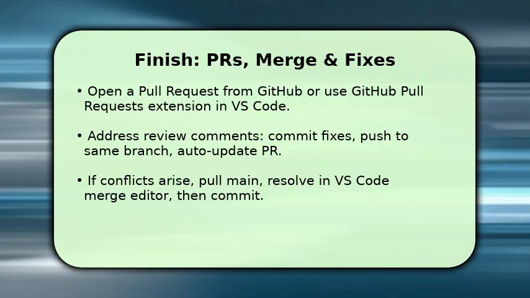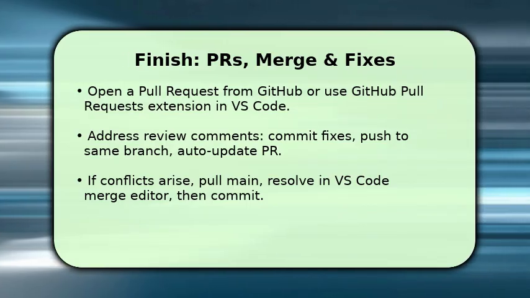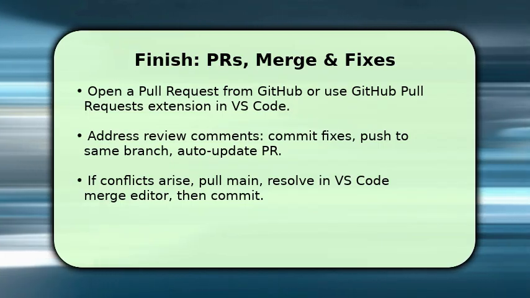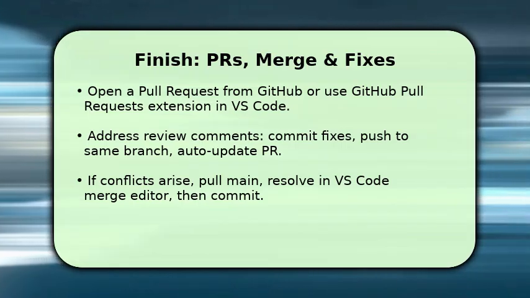If reviewers request changes, commit fixes locally and push to the same branch so the PR updates automatically. When merging, prefer a rebase or merge strategy your team agreed on, and if merge conflicts occur, pull the latest main. Use VS Code's merge editor to resolve hunks, then commit and push.